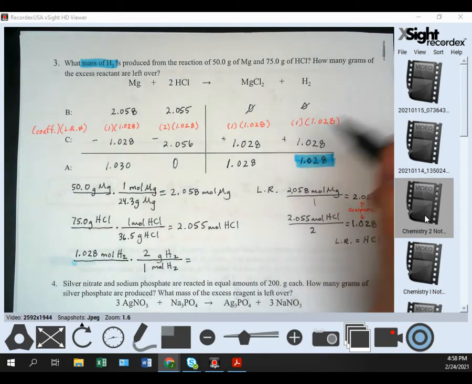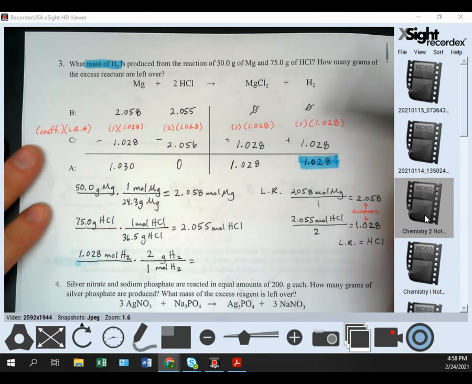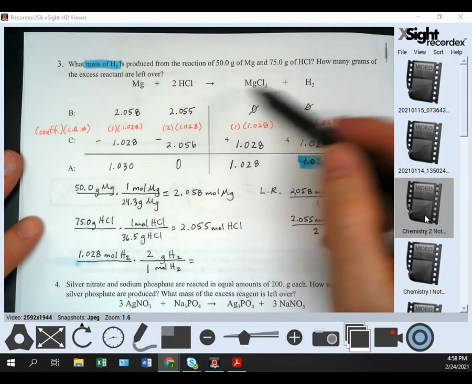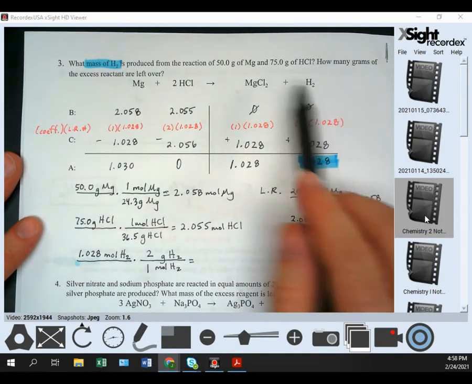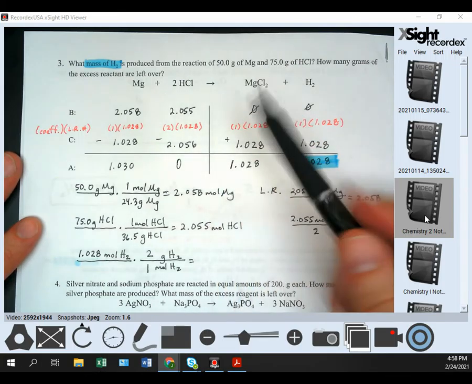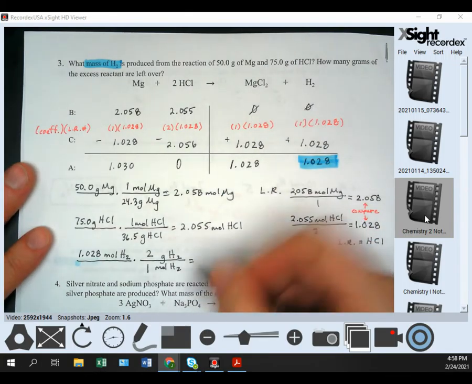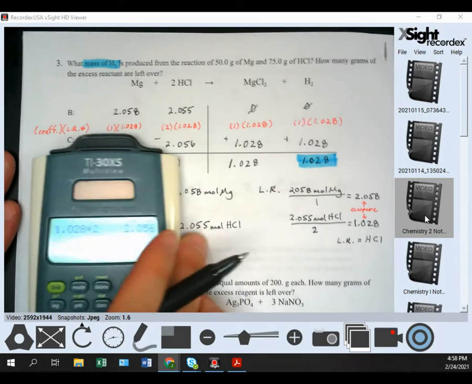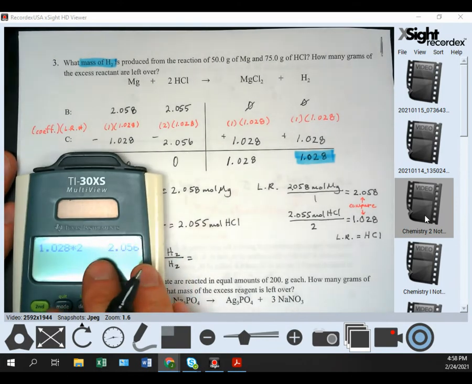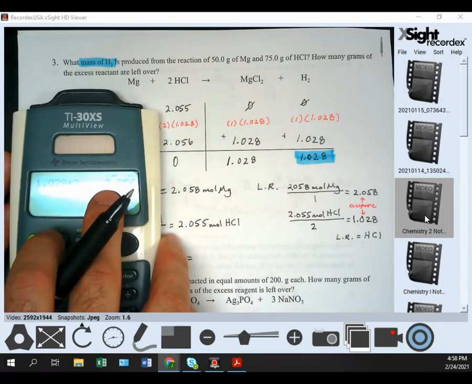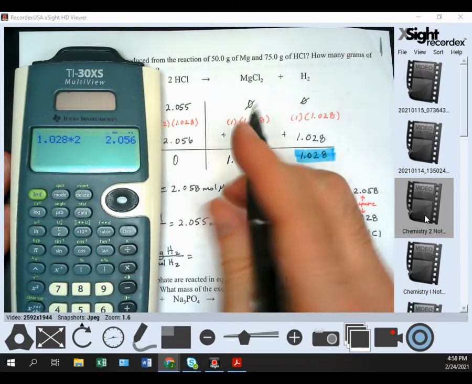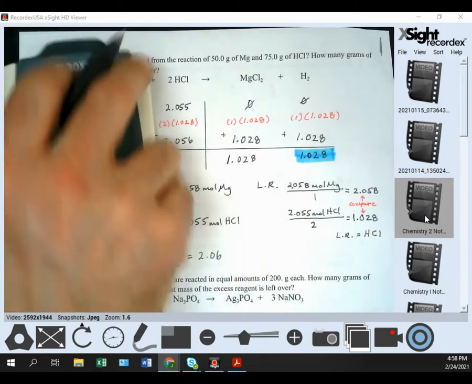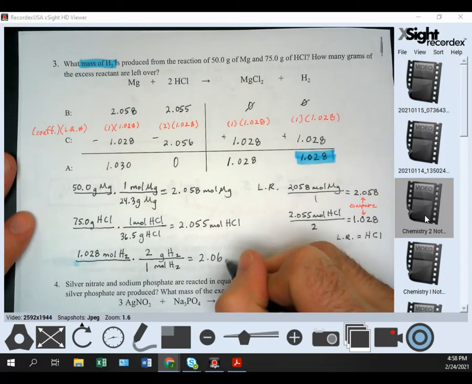We get 2.056. Now, significant figures, we would technically use the limiting reactant substance, so you can just look up here. I try to not make that too difficult. It's 3 and 3, so you have 3. I'm not going to be real picky on this, as long as you're close. So 3 significant figures would be 2.06, and our label is grams of H2.